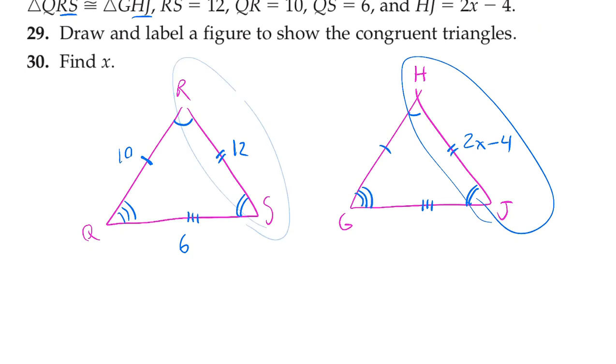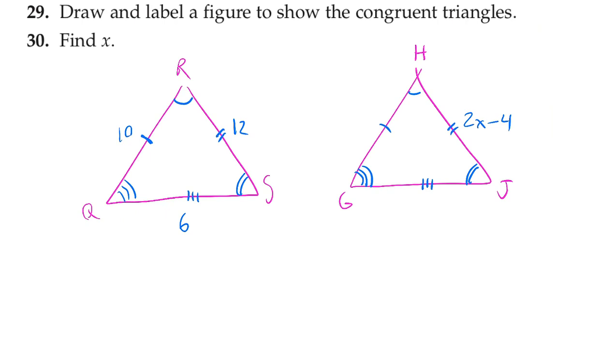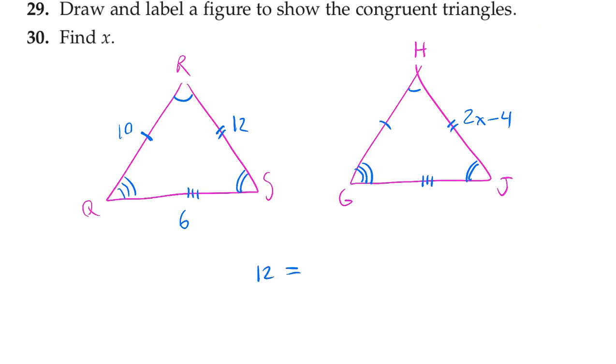And now I'm just going to solve for those sides that are the same, which is 12 must be the same as 2x minus 4. So then add the 4. We get 16 is equal to 2x.